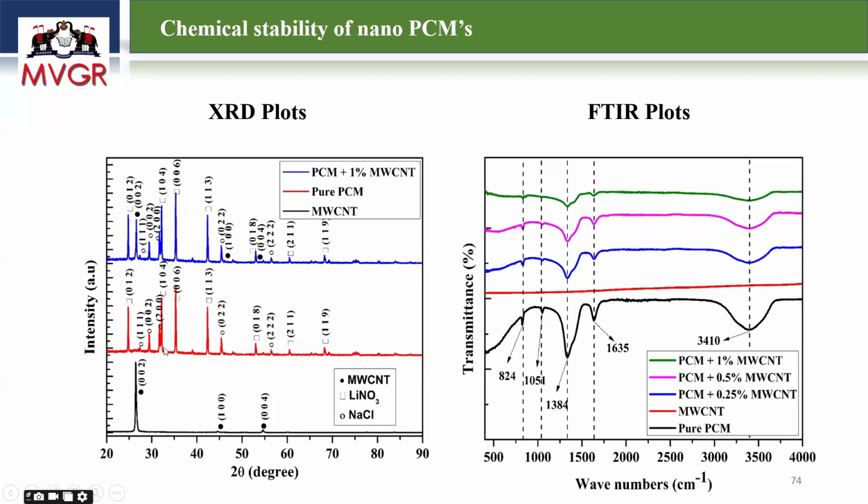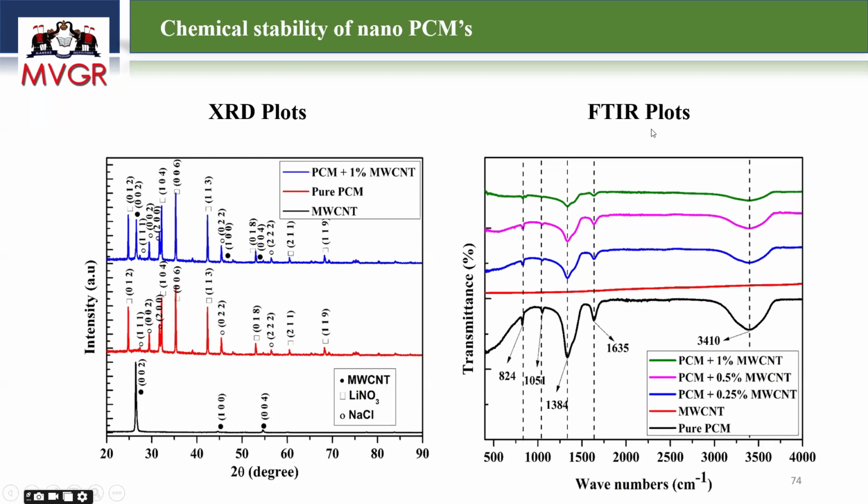If you well mix the multi-wall carbon nanotube into the phase change material, it should have all the peaks along with the multi-wall carbon nanotube peak. This peak is visible here, this peak also we can see over here. Apart from that, there are no other peaks visible, so we can confirm that no chemical reaction occurred and no new phases are formed.